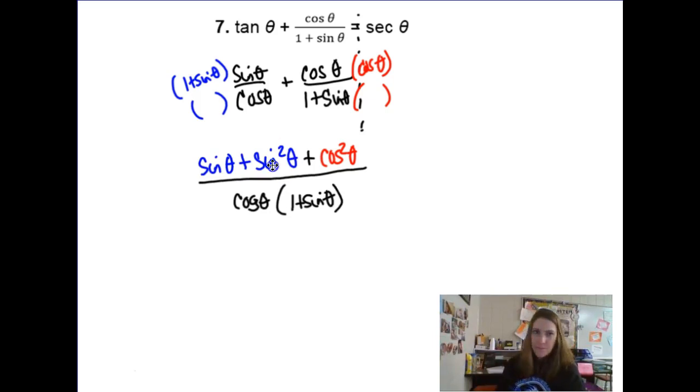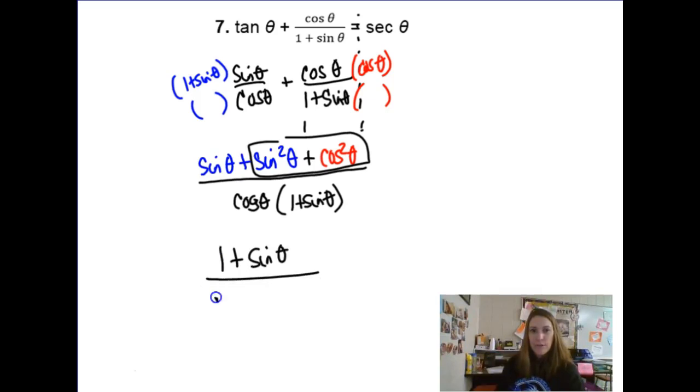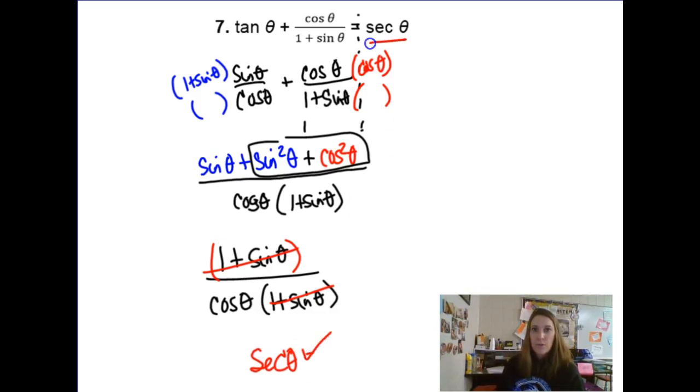Alright, look at this. This guy, that's a 1. Yeah? So we have 1 plus sine up in the numerator over cosine times 1 plus sine. And then the factor of 1 plus sine is common to the numerator and the denominator, so you have 1 over cosine. Ladies and gentlemen, that is secant. Check. That's what I want.